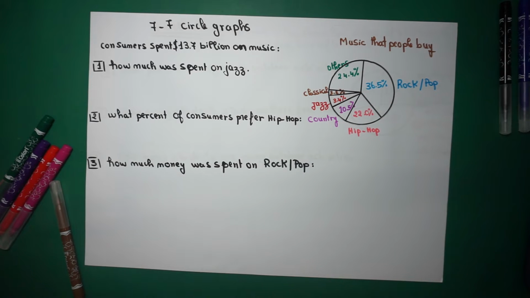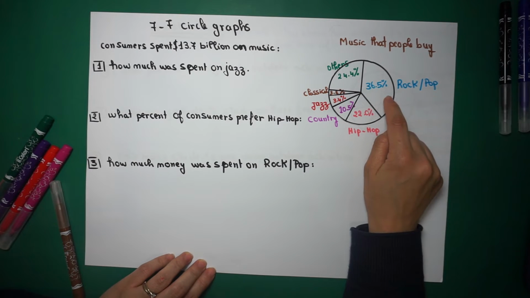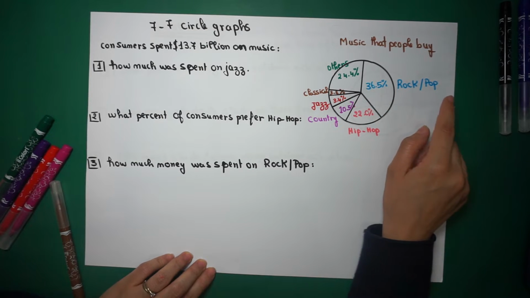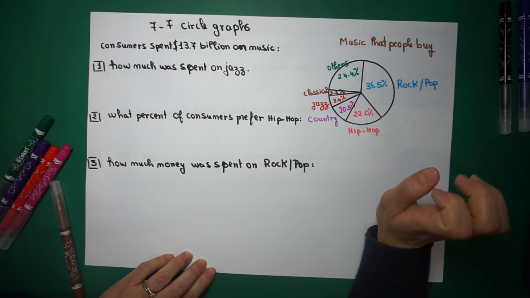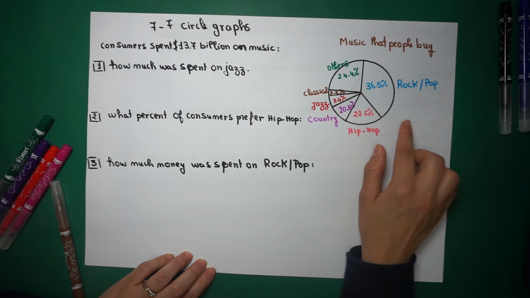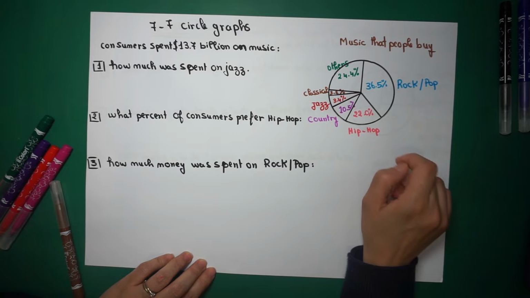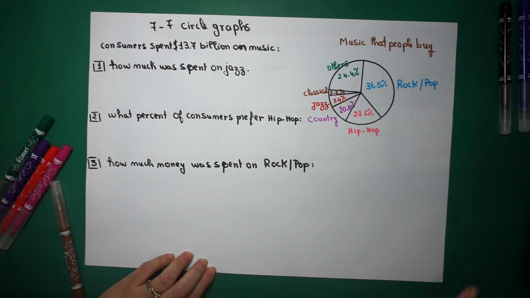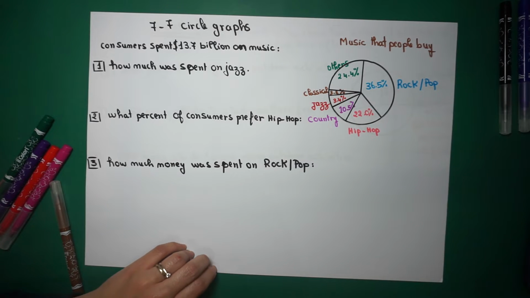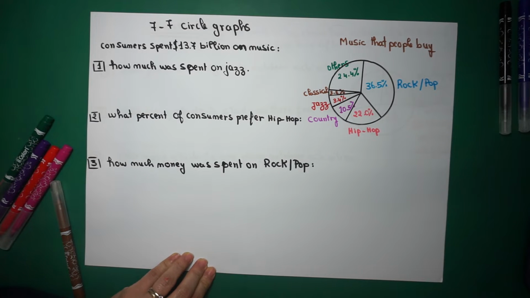So a circle graph provides a quick way to see the size of each part of the whole. As you see here, we have 36.5% of the people buying rock or pop music, 22.0% are buying hip-hop music. Here we have 3.4% for jazz, and as I told you, the total is 100%.